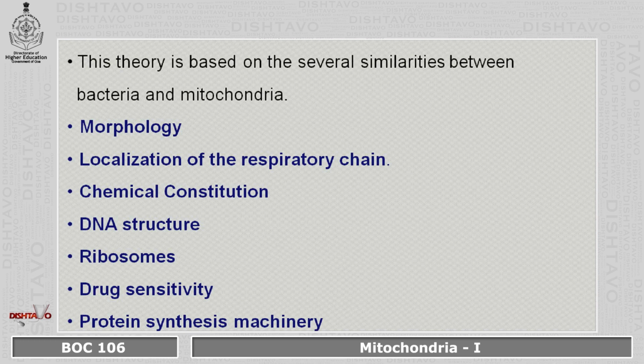So this theory is based on the several similarities between bacteria and mitochondria. The similarities are the morphology, localization of the respiratory chain, chemical constitution, DNA structure, ribosomes, drug sensitivity, protein synthesis machinery.